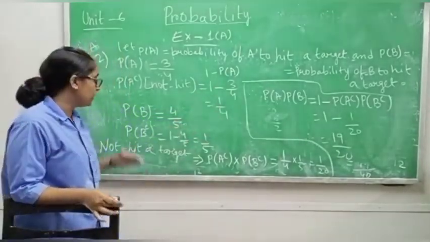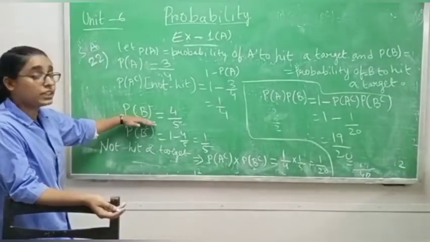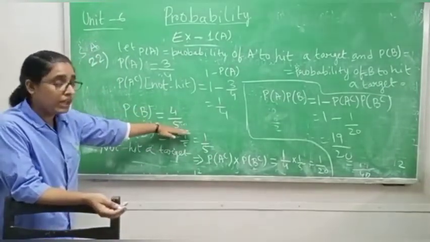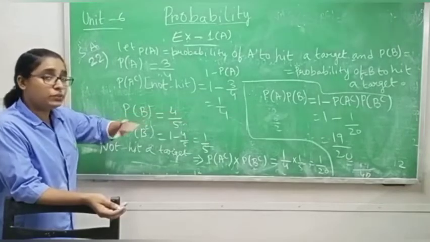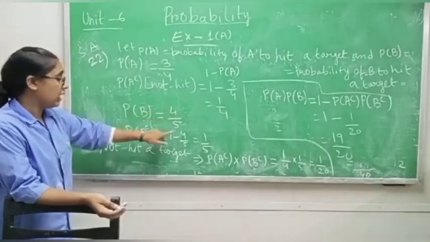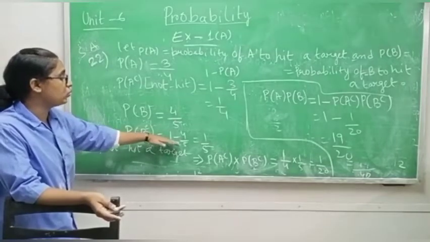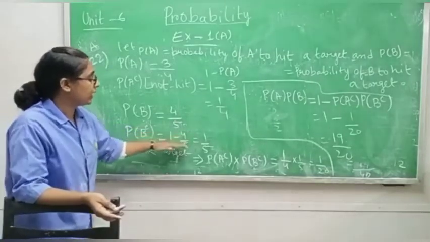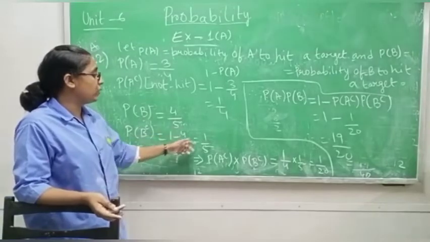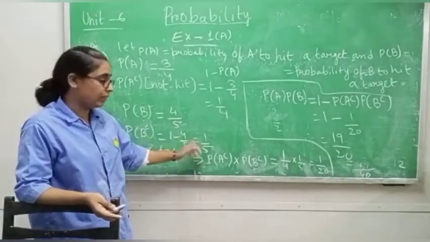Same thing we will do with PB. Probability of B hitting the target. Total shots are 5 and B is hitting only 4 times. So 4 by 5. And for not hitting the target, PB complement equals 1 minus PB. When you take the LCM, 1 minus 4 by 5, you will get 1 by 5.